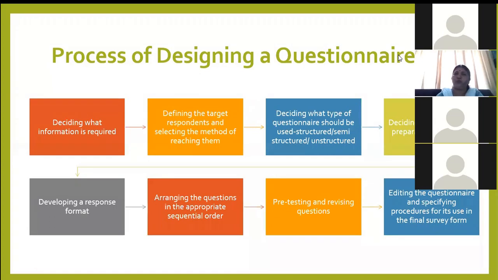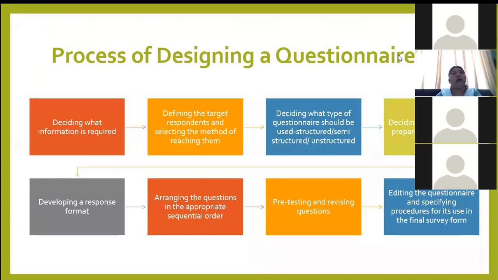If we are doing PhD and all, we cannot go with the first draft. We have to make corrections, two or three corrections. Then the fifth step is to develop a response format also. If we are using structured or semi-structured questionnaires, we have to develop a response format. For various questions, we have to examine what the probable answers are, write down all these options, and develop a response format.